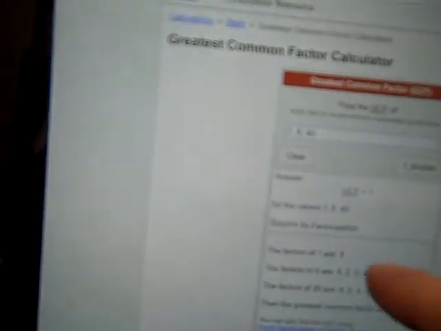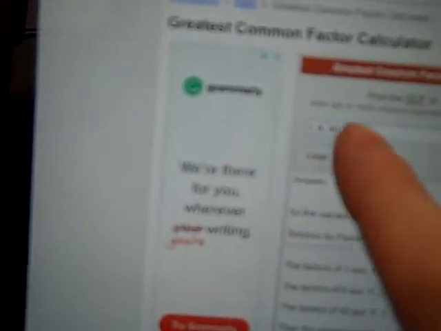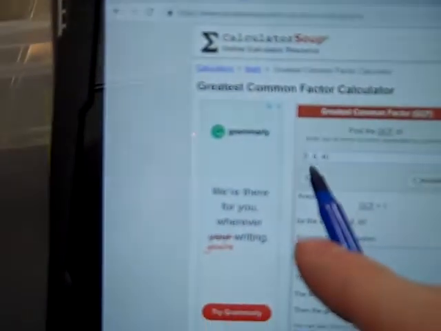And then 1, 6, and 40, the GCF is 1. Now, whenever 1 is one of these numbers that you put in here, it's going to be 1, okay? And that happens every time 1 is one of the numbers you enter in here. Okay, so I'm not going to, this isn't worth my time. So I go to my next plan, plan B, okay?